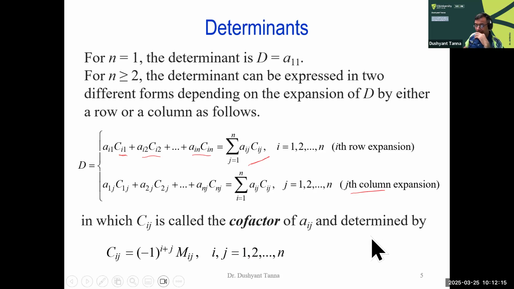Now, what is a cofactor? A cofactor is minus 1 power i plus j times its minor, Mij. What is a minor? You eliminate the row and column containing that number. This could be a heavy slide to understand, with a lot of i and j and new terminology, but we will take an example and things will get clearer.